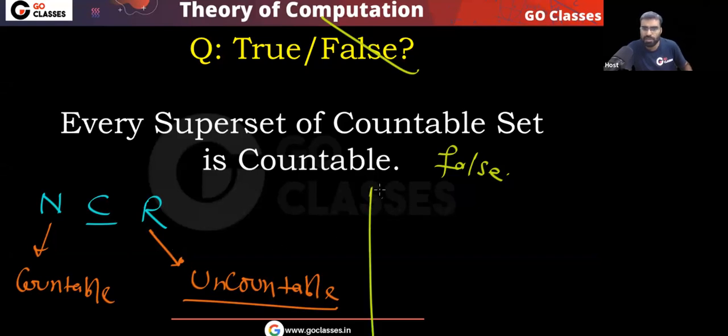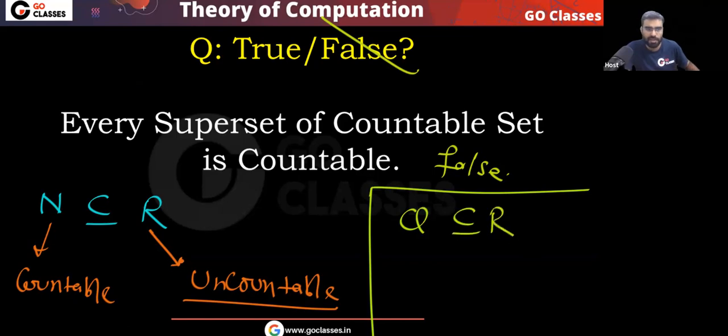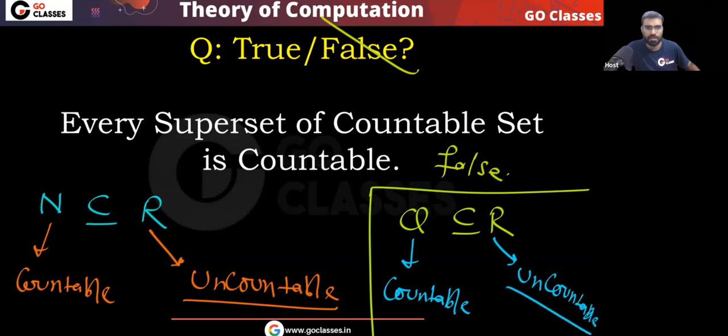You can also see, for example, Q is a subset of R, right? This set of rational numbers, every rational number is a real number. Now you can note this is countable, but this is uncountable. Okay, is this clear? Let me know. So quite easily you can do. So I can say this statement is clearly false.